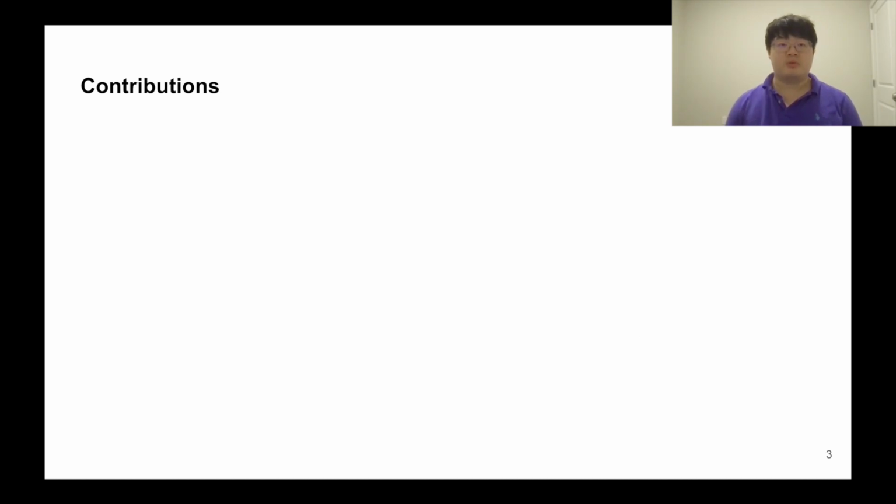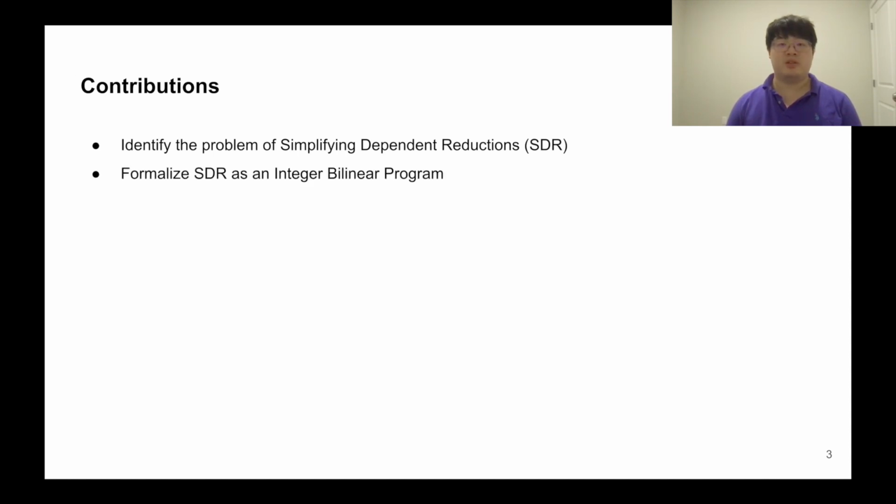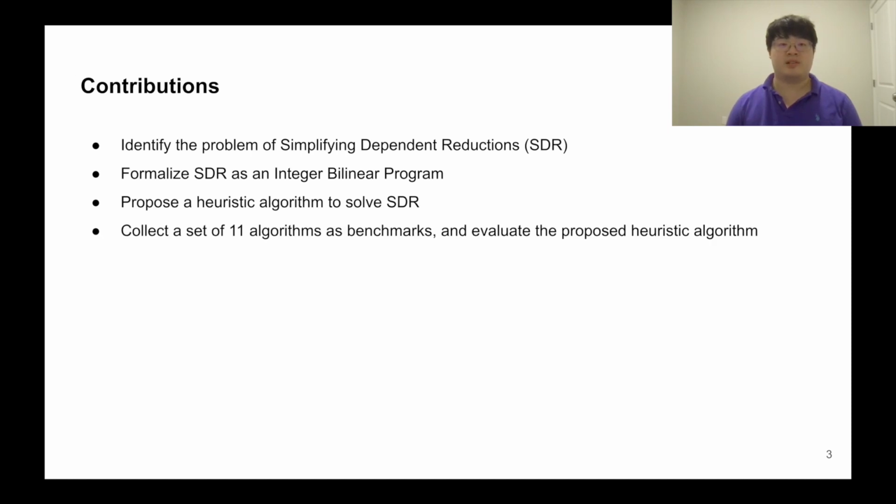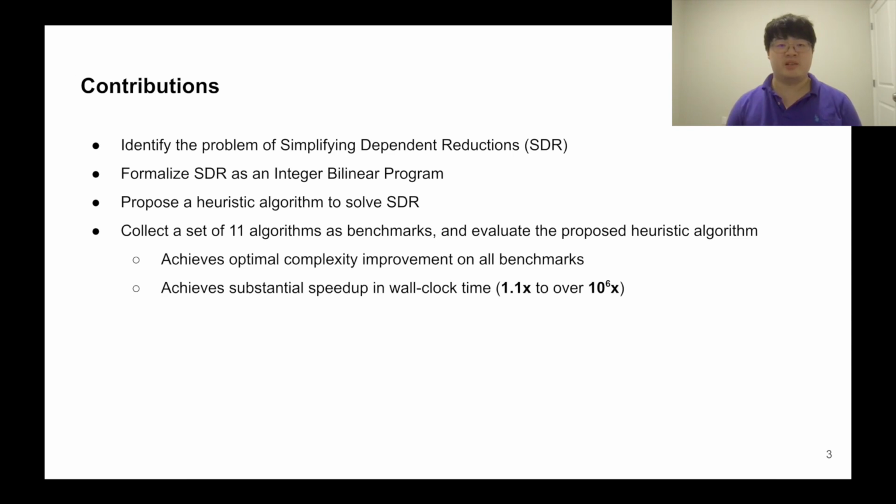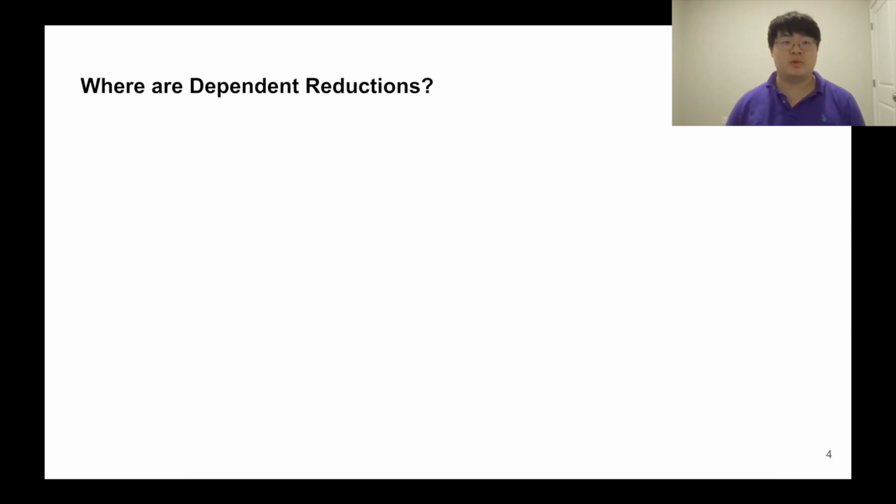Towards that end, we present the following contributions. First, we identify the problem of simplifying dependent reductions, and we present a formalization of the problem as an integer bilinear program. Then, we propose a heuristic algorithm to more efficiently solve the problem. Lastly, we collect a set of 11 algorithms as benchmarks and show the effectiveness of the proposed heuristic algorithm in terms of both complexities and wall clock running time.